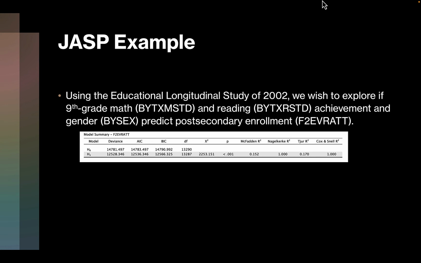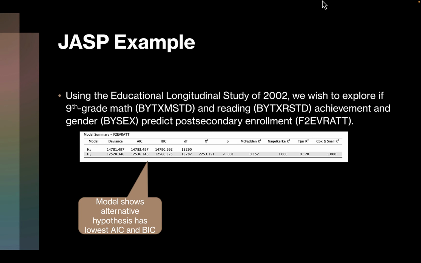Okay, so in our first results, our model summary, we look at the AIC and BIC, and we notice that they are much smaller for the alternative model compared to the null model. So this is an indication that the alternative model is better than the null model. And again, remember, the null model has no predictors.